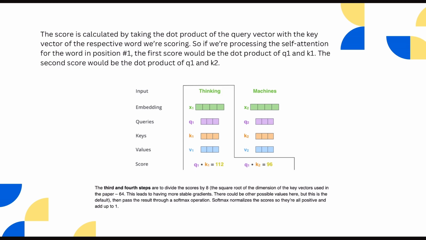The second score would be the dot product of Q1 and K2 and so on. So we will calculate the dot product between Q and K, and finally we will get a score. The score will be a dot product of Q1 and K1, Q1 and K2, Q1 and K3, and so on. The third and fourth steps are to divide the scores by 8, the square root of the dimension of the key vectors used in the paper.